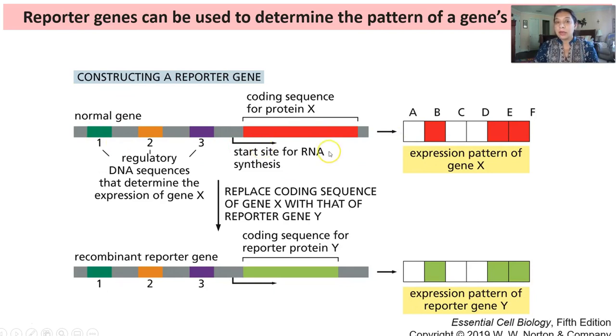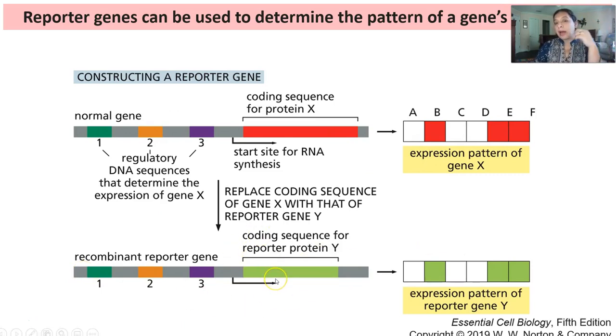you have the starting site for the RNA synthesis, and you have the coding sequence for a particular protein of interest. And this particular protein of interest then is going to be expressed in certain conditions. We can replace the coding sequence of gene X by putting in a reporter gene, let's say GFP, green fluorescence protein, and you still keep your regulatory DNA sequences that determine this expression pattern and create a new recombinant reporter gene construct, which has the regulatory sequence of your original coding sequence that you are interested in.